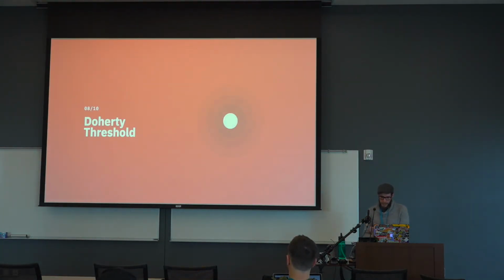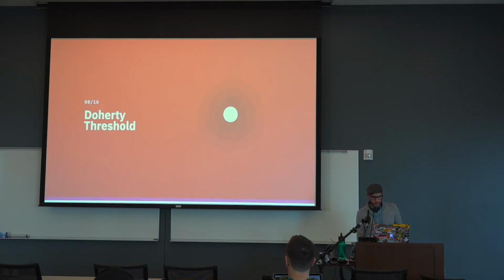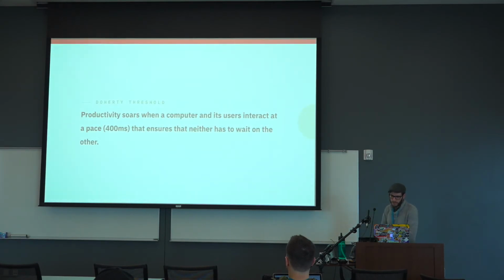Speaking of time, the Doherty Threshold waits on no one. There's a threshold of time that the brain can wait without it actually feeling like it's waiting. 400 milliseconds. So productivity soars when a computer and its users interact at a pace that ensures that neither has to wait on the other. So in order to keep the user's attention, you must provide system feedback within at least half a second.